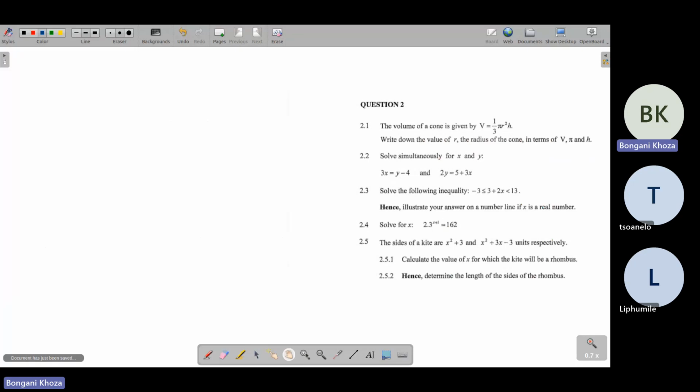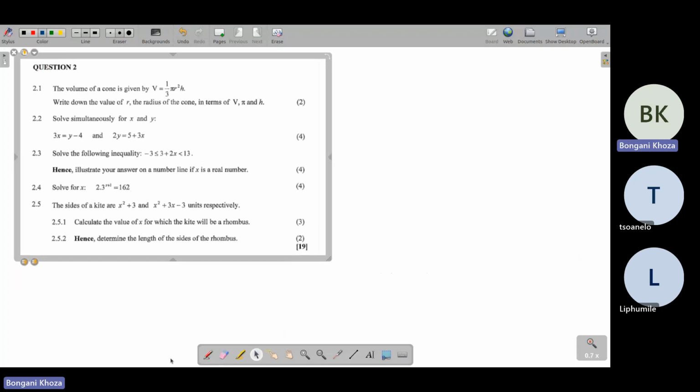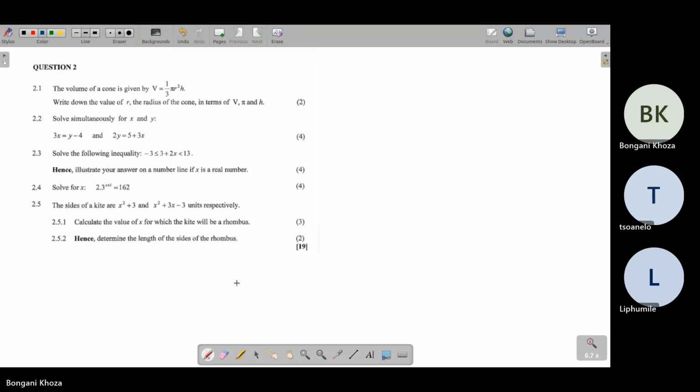For 2.2, we are given this, whereby we are supposed to solve simultaneously for x and y. Supposed to solve simultaneously for x and y. This is for 4 marks.